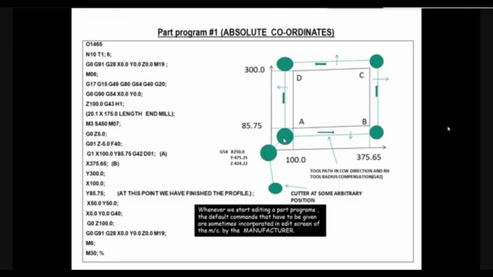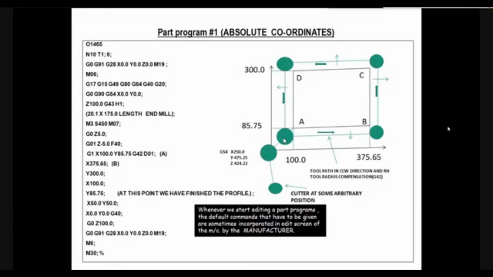Before giving G40, we should see that the distance between the center of the cutter and the workpiece profile should be greater than the radius of the cutter. Otherwise, what happens? It will get back towards A and it will dig the material of the job. That will damage the workpiece. We should see that it should be away from the workpiece profile. And then G0, Z100. G0, Z100 means the cutting tool has been taken away from the workpiece, maintaining a distance of 100 mm between the front face of the workpiece and the tip of the tool.